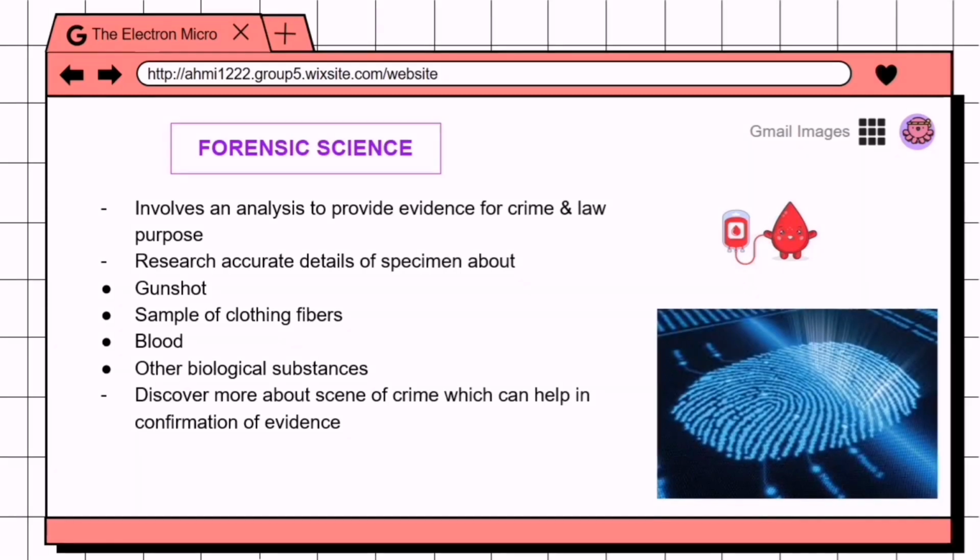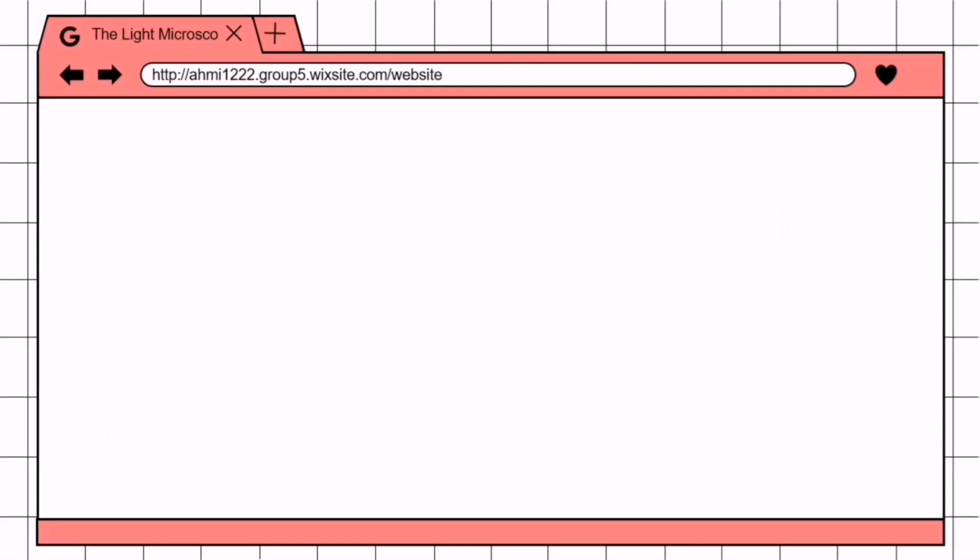Last but not least, it is also useful in forensic science, which involves analysis to provide evidence for crime and law purposes. This research can provide accurate details of specimens about gunshots, samples of clothing fibers, blood, and other biological substances.